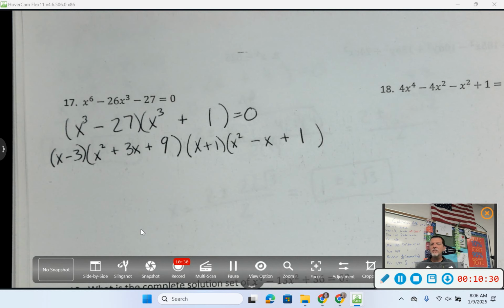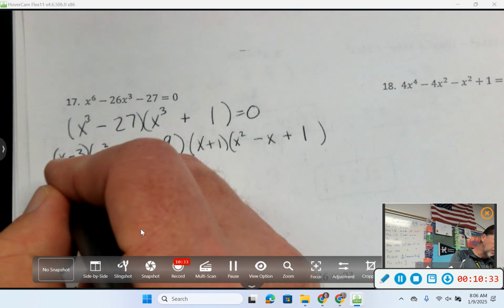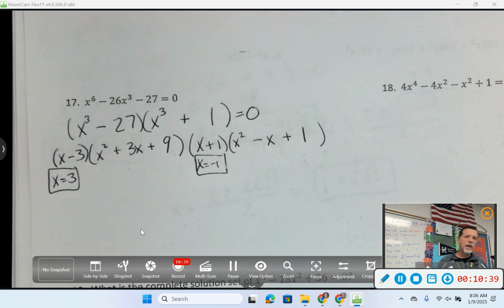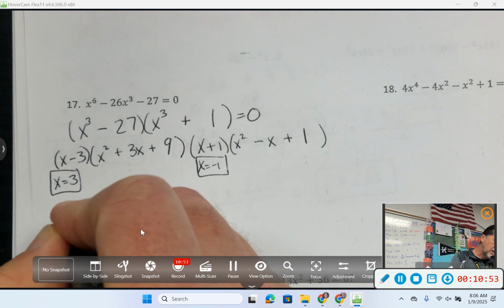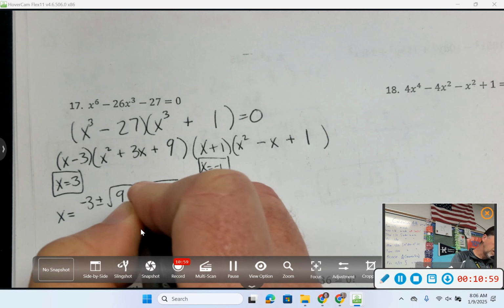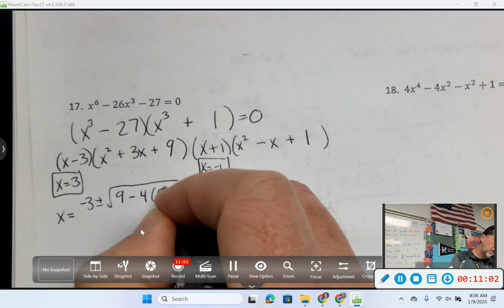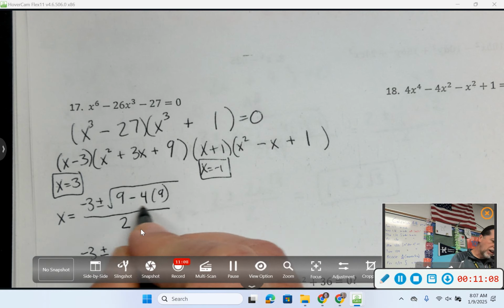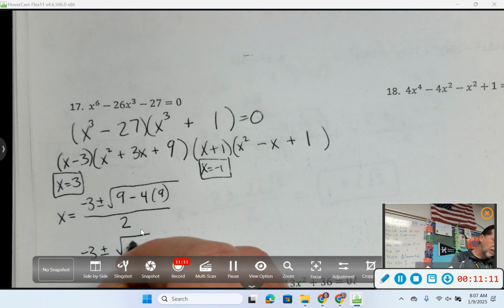So I'm still seeing 4 answers coming from this. Right? The easy ones are x equals 3 and x equals negative 1. And then I've got 2 quadratic formulas. And both of those will give me 2 answers. That's 4, 5, 6. So I will have 6 answers. Guess you're waiting for me to say x equals negative b plus or minus the square root of b squared minus 4ac all over 2a. Yeah, I heard it. 9 minus 36 is negative 27.